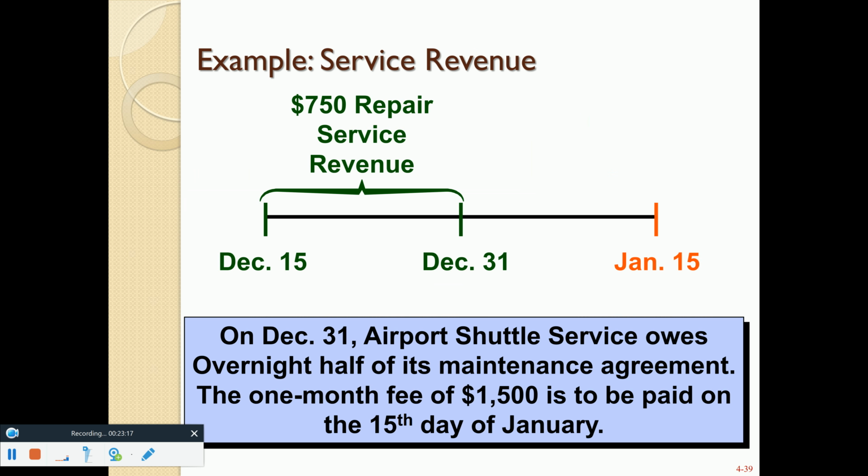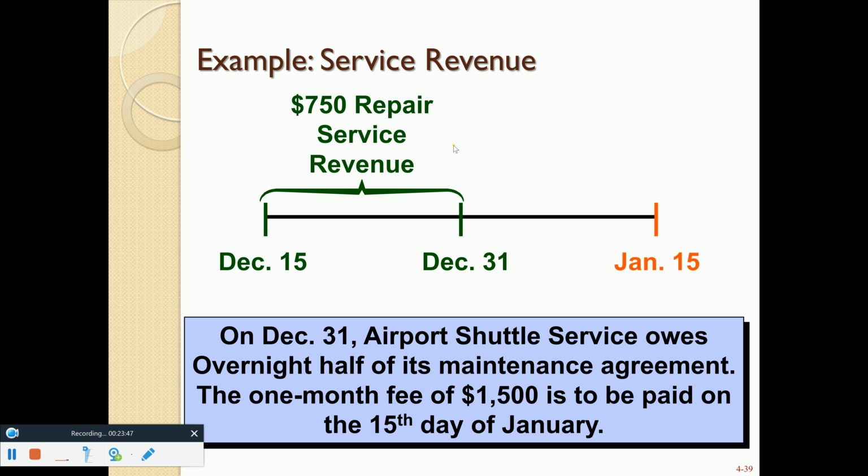So here's an example where we signed a $1,500 maintenance agreement, or I should say our customer, Airport Shuttle Service. They sign an agreement with us that says, hey, we'll pay you $1,500 a month just so you repair our vehicles whenever repair is needed. That was signed on December the 15th, as you can see here. So for 1 month, December 15th to January 15th, is $1,500.